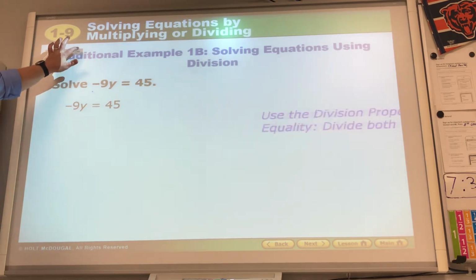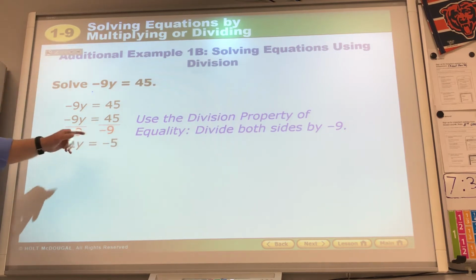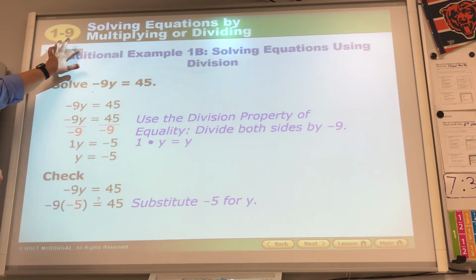All right, so we do that. You can see what they did. Here we go. Divide by the negative 9, divide by the negative 9. So we get 1y equals negative 5. We check it, and it does check out nicely, and we get 45 for both.